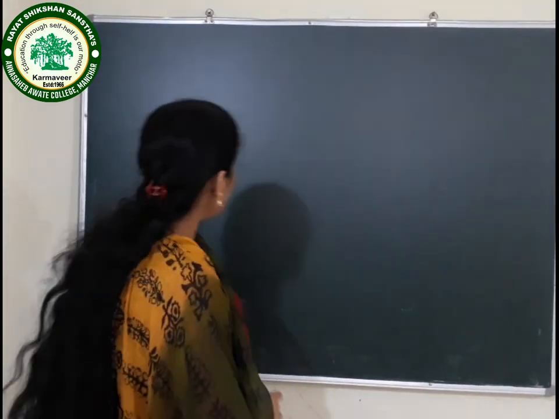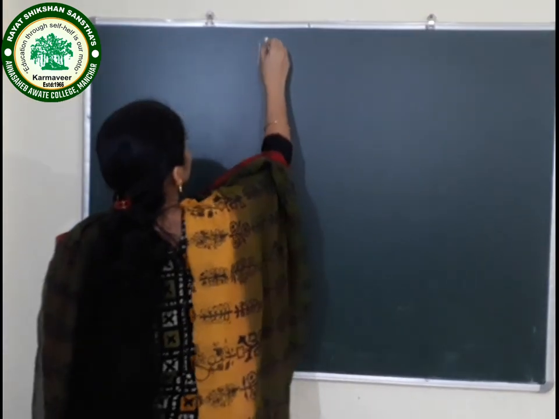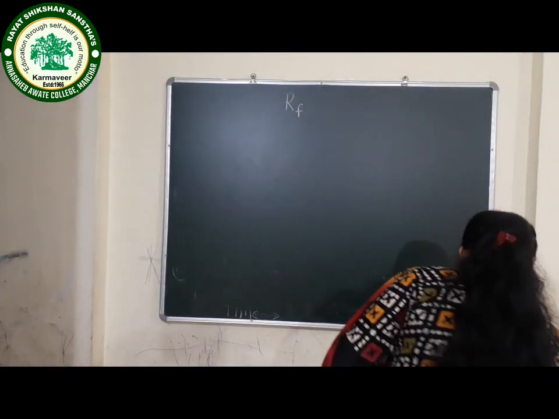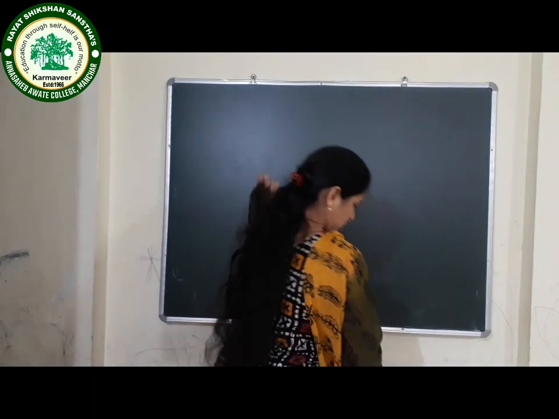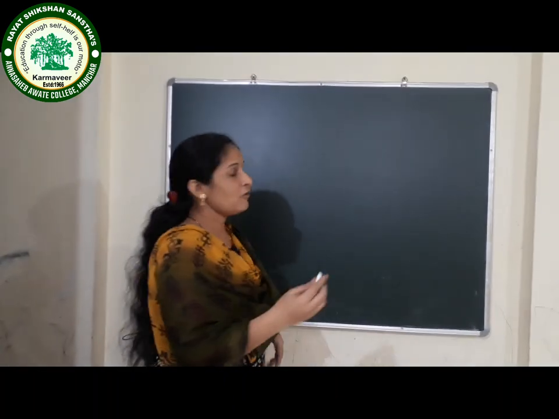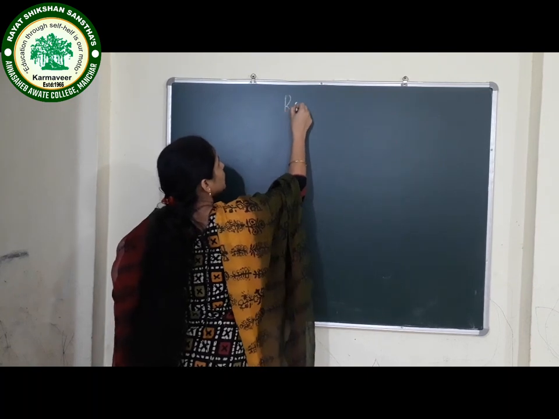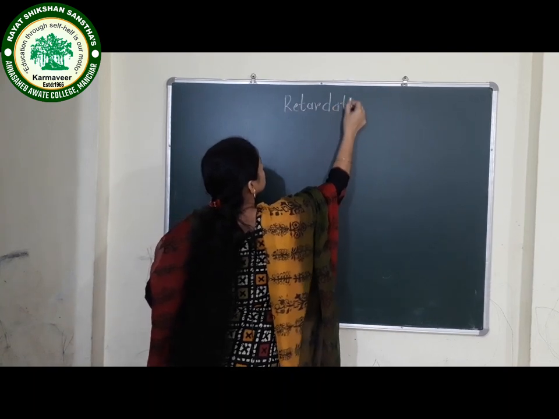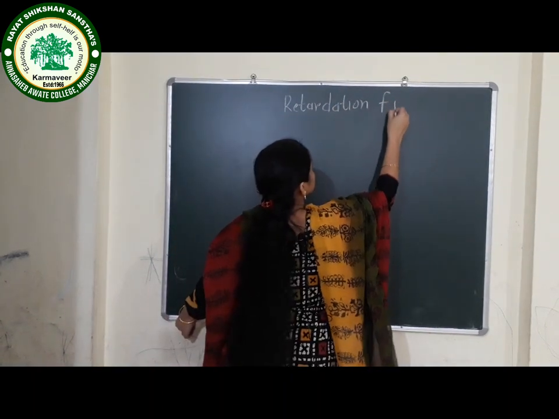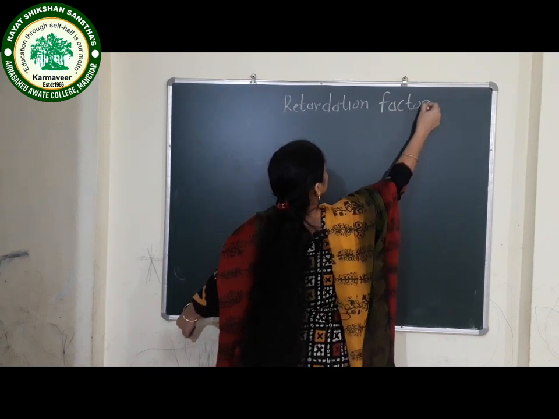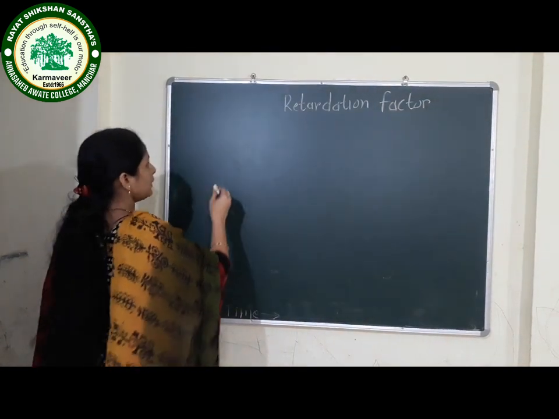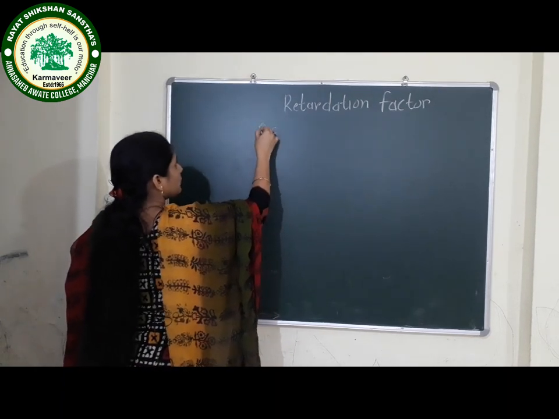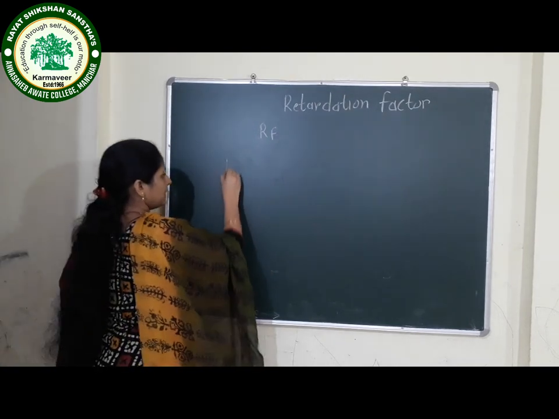Now we will start with the RF value. RF means what? Retardation factor. Now this RF value means retardation factor. Now consider first one, a TLC plate.